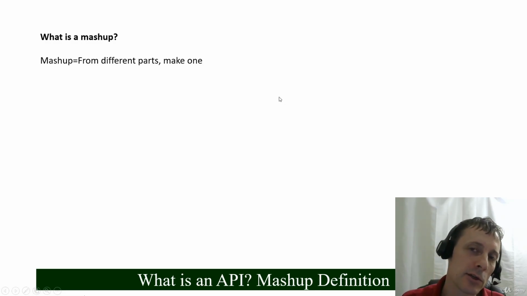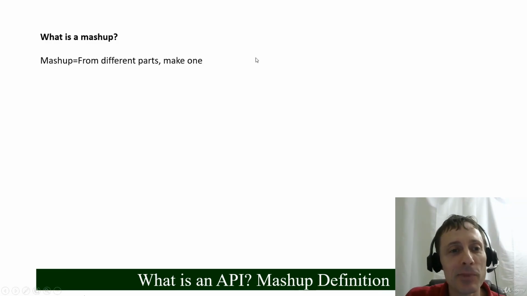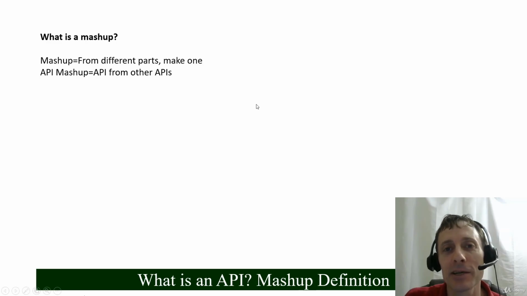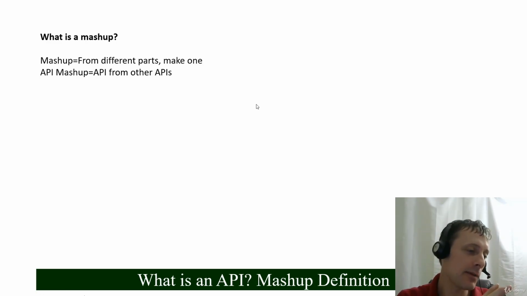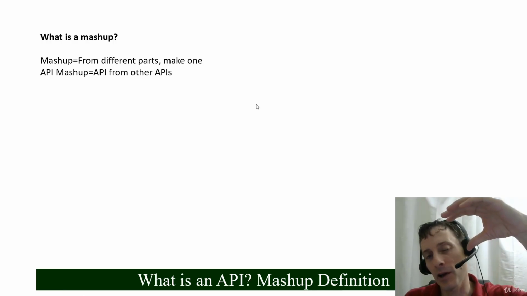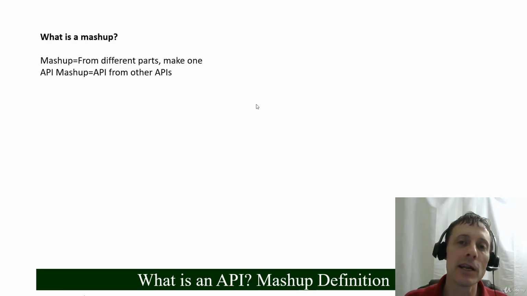Why am I telling you this? So you can make great soup. No, I'm just kidding. We're talking about APIs here. So what is an API mashup? It means you're making one API from a bunch of other APIs. What's a great example of this?